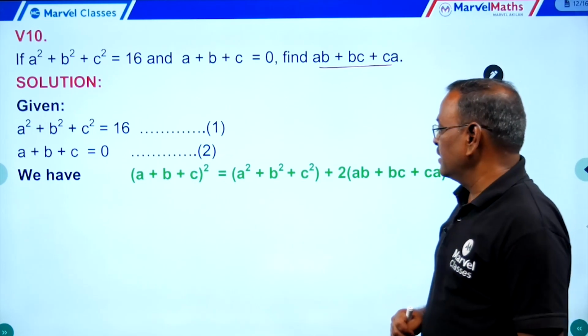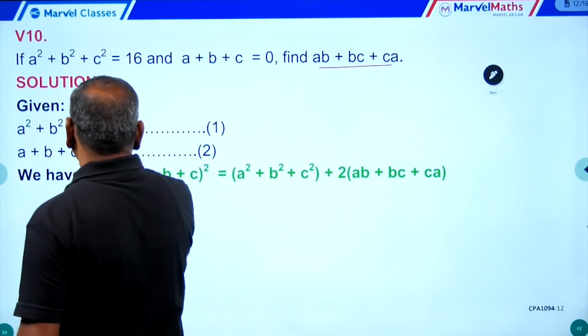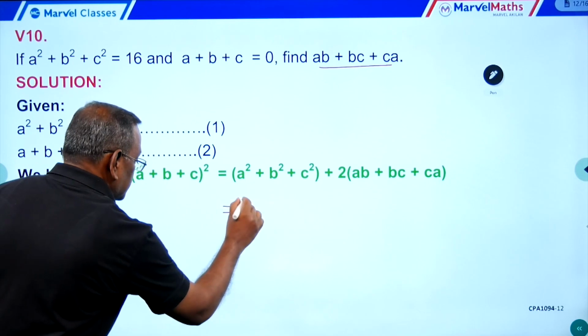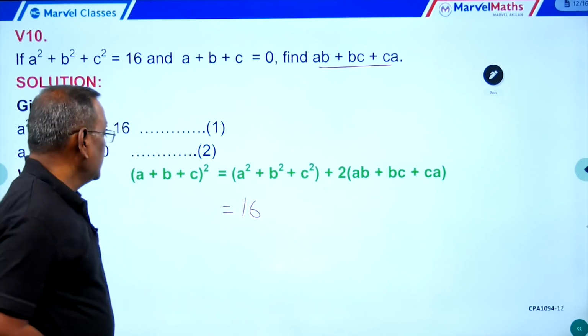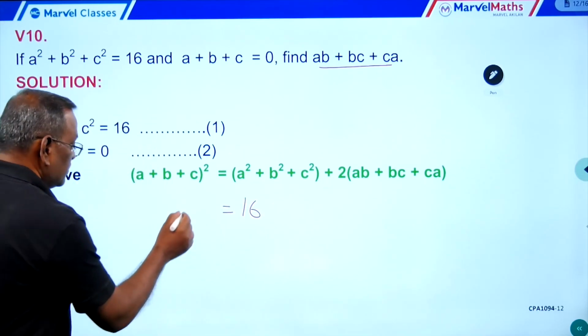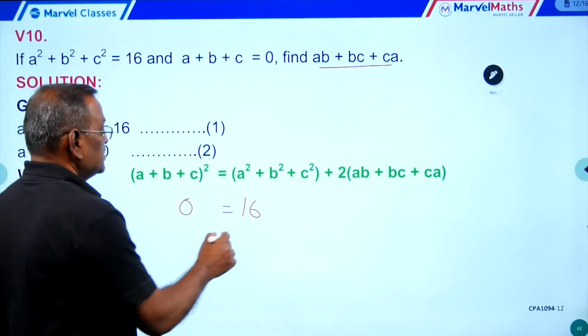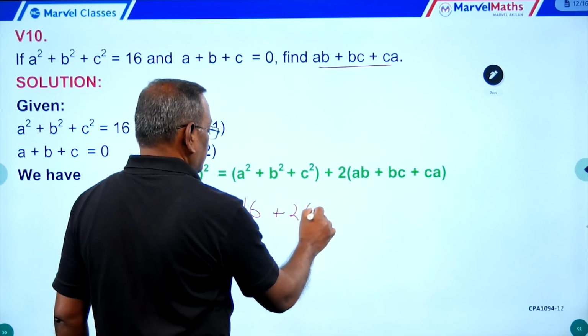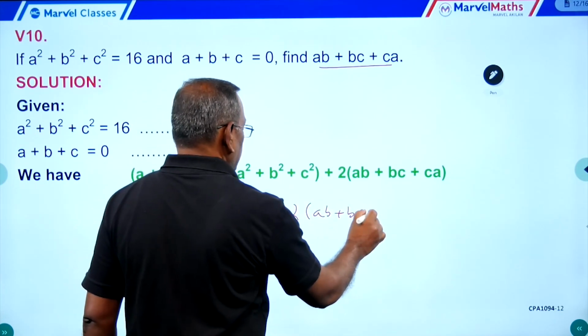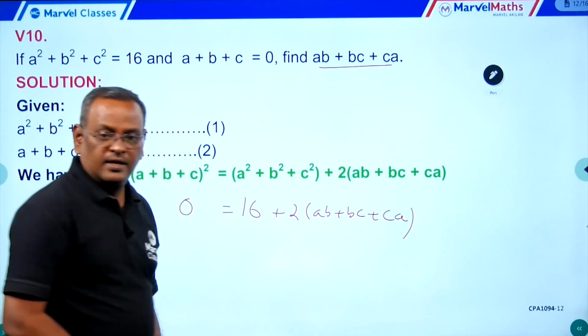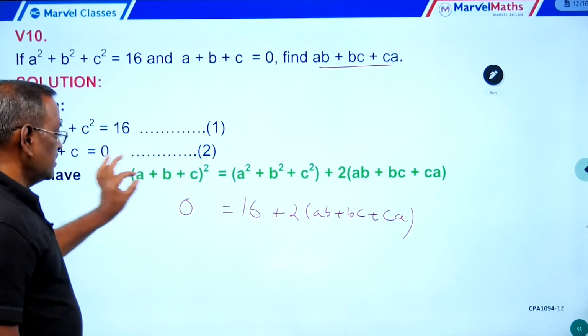Okay, so here a square plus b square plus c square equal to 16. You can substitute this value as 16, and a plus b plus c equal to 0. This is 0. Clear? 0 given in the question, which is a plus twice of ab plus bc plus ca. Clear? Write in standard order.